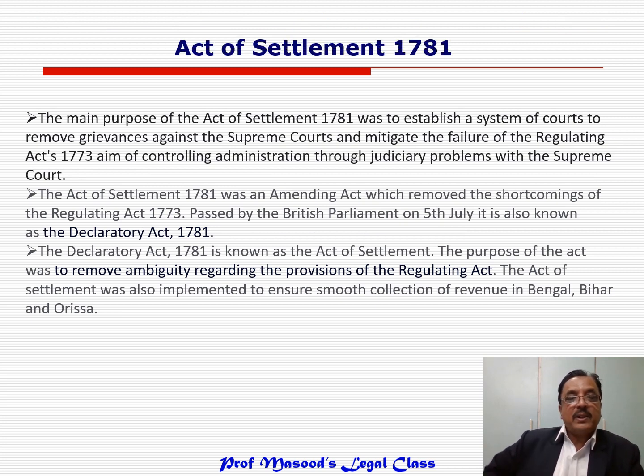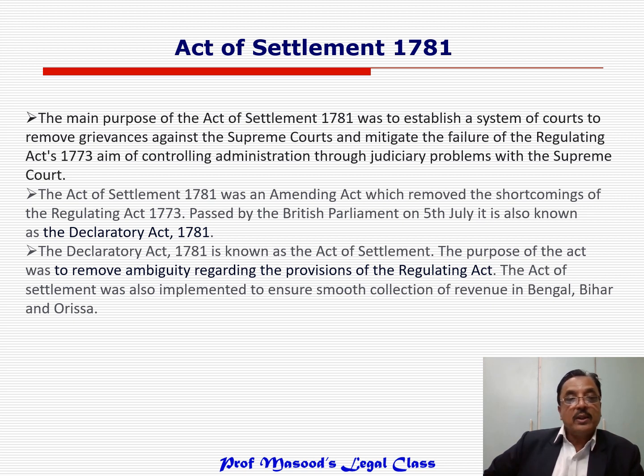Then the Act of Settlement 1781. The main purpose of the Act of Settlement 1781 was to establish a system of courts to remove grievances against the Supreme Court and mitigate the failures of the Regulating Act 1773. So whatever difficulties and failures we had in the 1773 Act, the Supreme Court Act, the Act of Settlement was issued to address them. The Act of Settlement 1781 was an amendment act which removed the shortcomings of the Regulating Act 1773, passed by the British Parliament on 5th July.